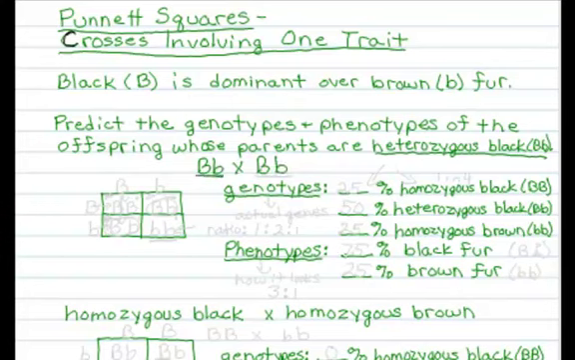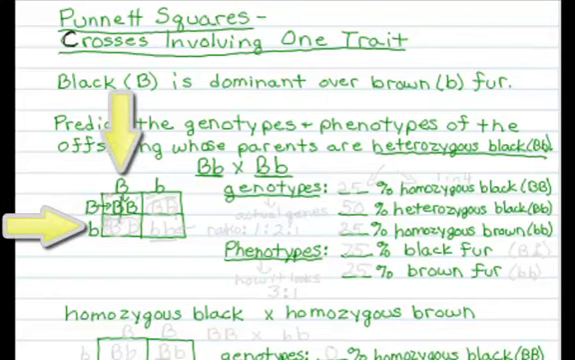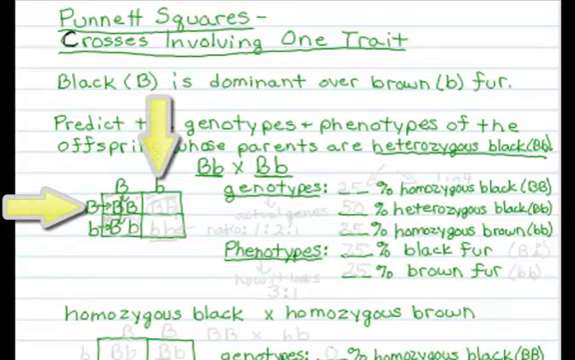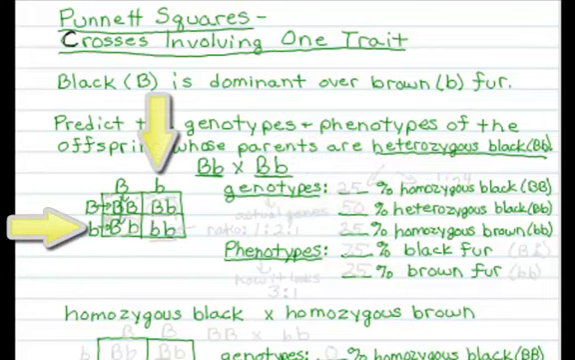So we're going to take this first parent and we're going to put the big B over top of one column and the little b over top of the next column. And then we're going to take the second parent and put the big B next to one column and the little b next to another column. And now all we do is bring them over and down to make pairs. So in this square we have big B, big B. In this square we have a big B and a little b. In this square we have a little b and a big B. And the general convention is if there is a capital letter, you're going to write that first. And in the last square we get little b, little b.